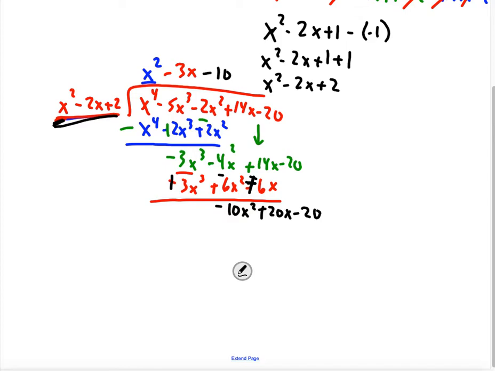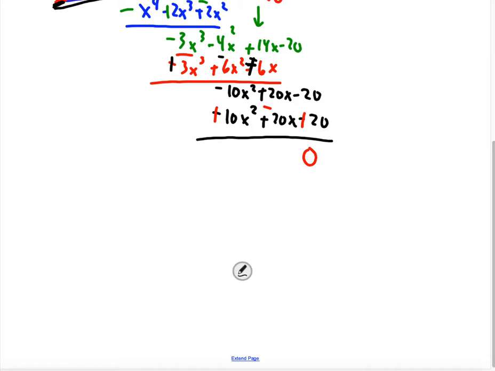Distribute through the trinomial there. Change your signs and add them together. And we get a remainder of 0 because those are two zeros. So we have x squared minus 3x minus 10. Whoops. Plus 2.